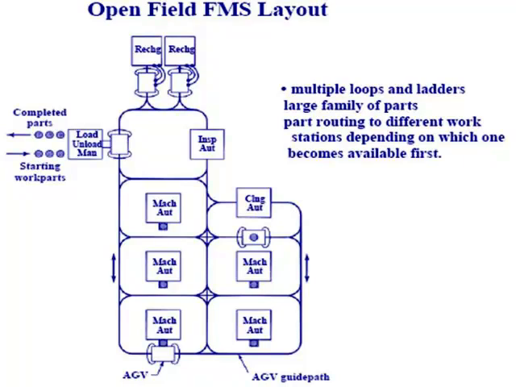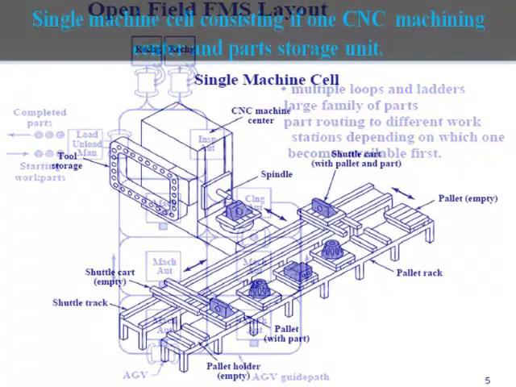Open field FMS layout. This is a typical FMS layout being implemented in many practical situations, where it has a loop layout with ladder structures. You can see that you have a very big system with AGVs moving around the machines, and the AGV docking stations are also available here. Part cleaning stations and other stations can be available in this kind of layout. You see this figure.